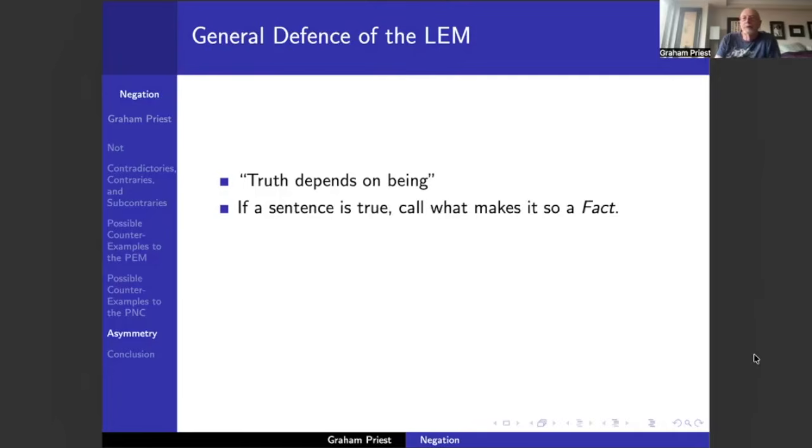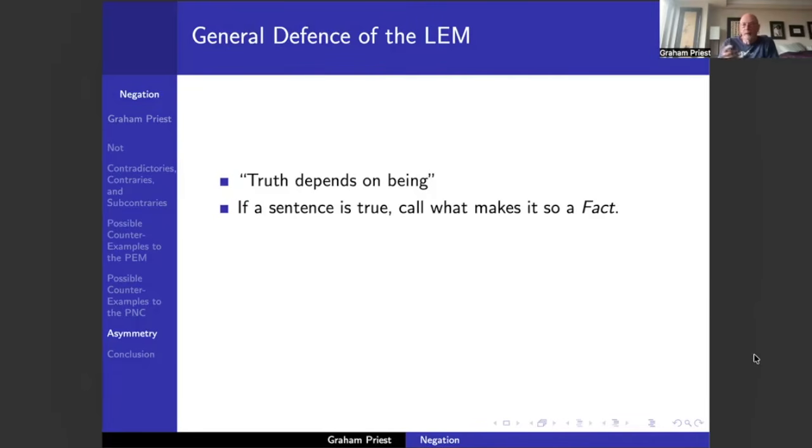But first of all, maybe I should give you a bit of terminology. If a sentence is true, I'm going to call whatever it is that makes it so a fact. Now, don't misunderstand me. I'm not presuming a correspondence theory of truth. I'm not supposing, a la Tractatus, that reality is made of things called facts.